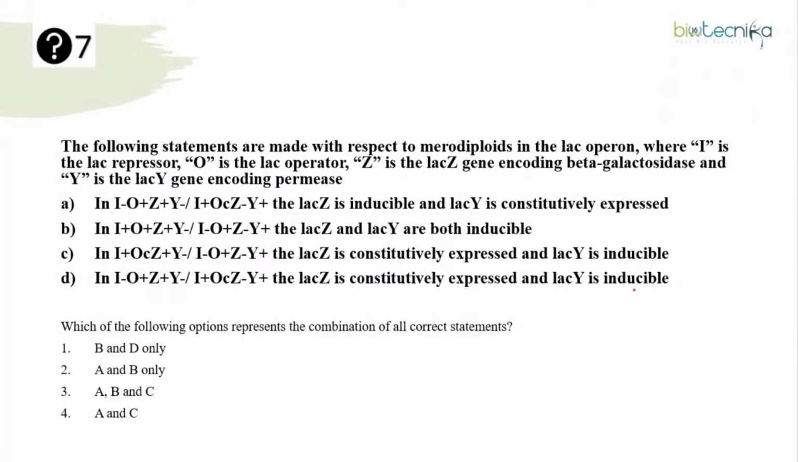Moving on to question number 7. The following statements are made with respect to merodiploids in the lac operon, where I is the lac repressor, O is the lac operator, Z is the lac Z gene encoding beta galactosidase, and Y is the lac Y gene encoding permease. They have given you certain constructs, and now you have to find out the correct combination.